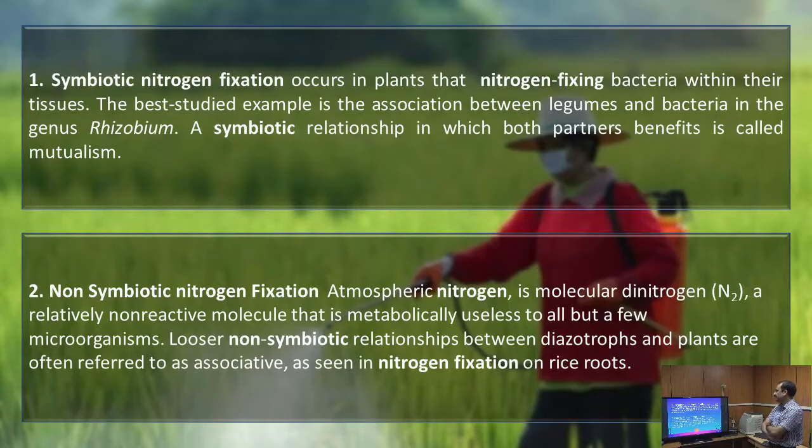In the symbiotic relationship, there is mutual understanding: the plant provides a host for the bacteria and the bacteria provide nutrients to the plant. The second one is non-symbiotic bacteria. Some bacteria available in the atmosphere have no relation with the plant. They work independently for nitrogen fixation, especially Azotobacter and Azospirillum.